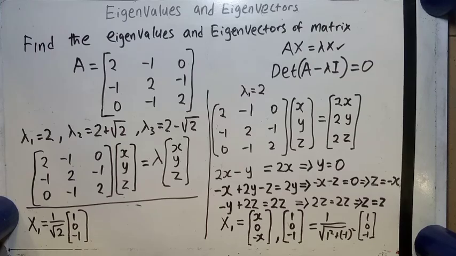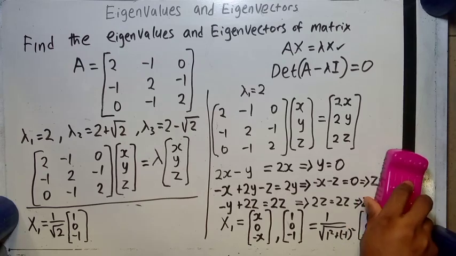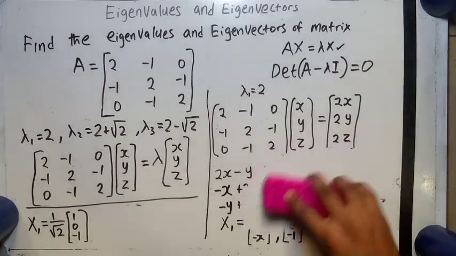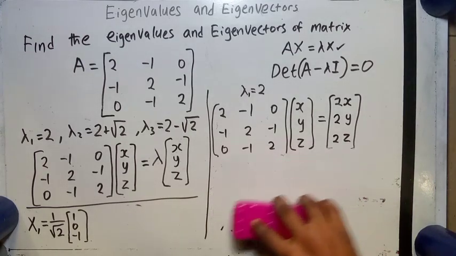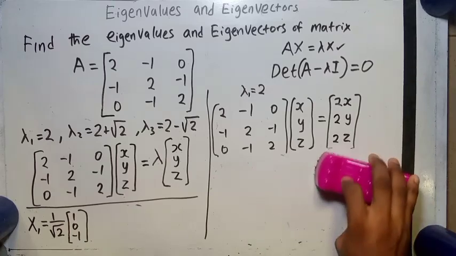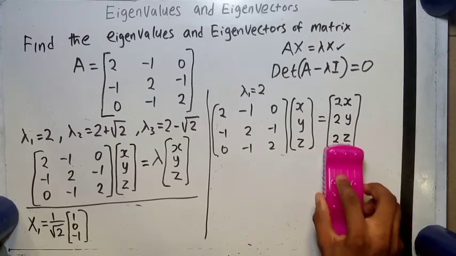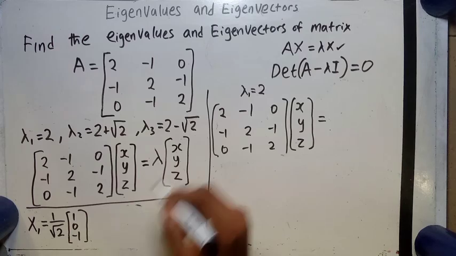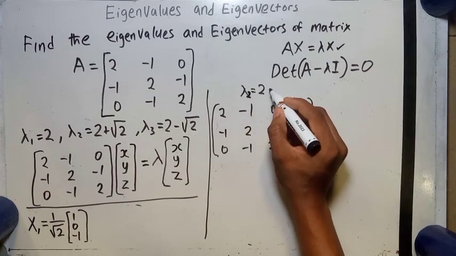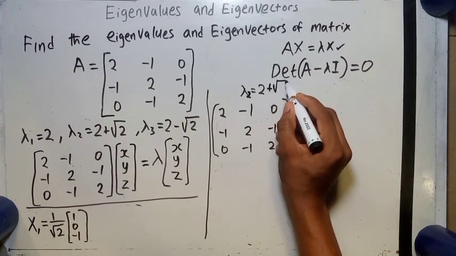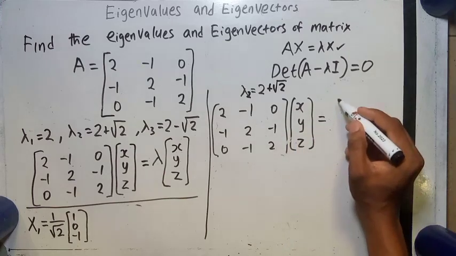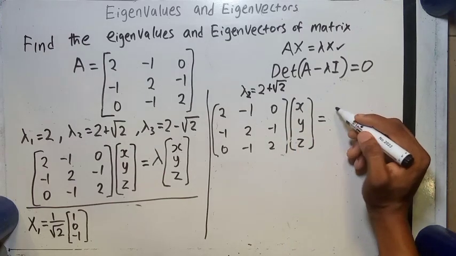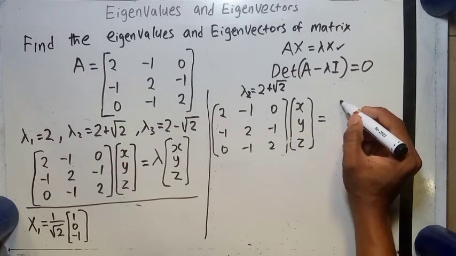Now let us try for this other guy. So this time around our lambda is now plus root 2. Don't fear. So this one we get square root, it's solvable.